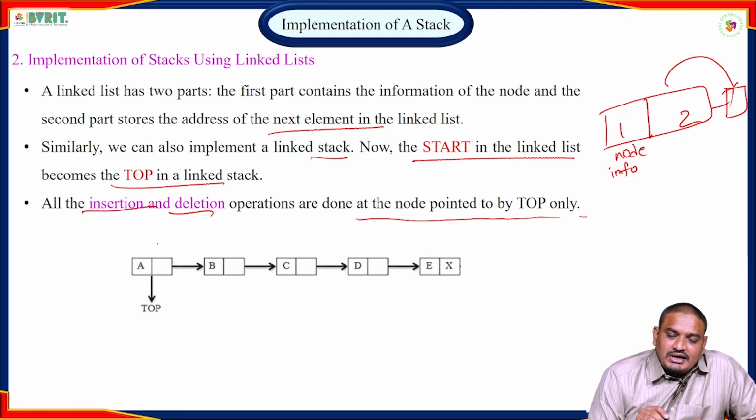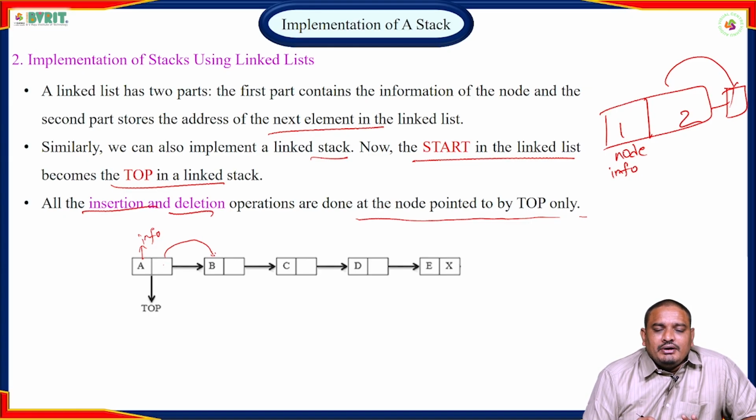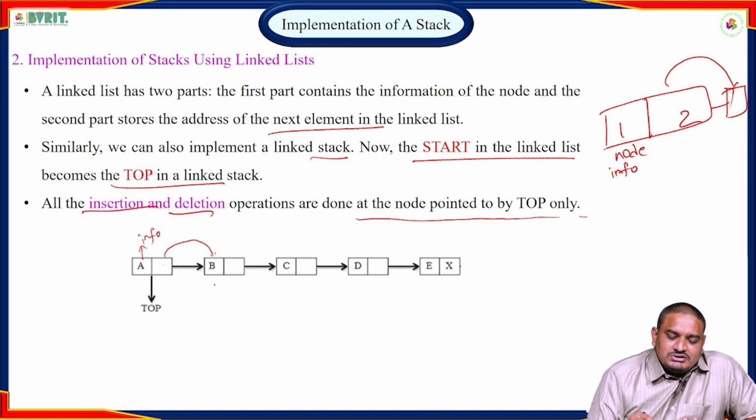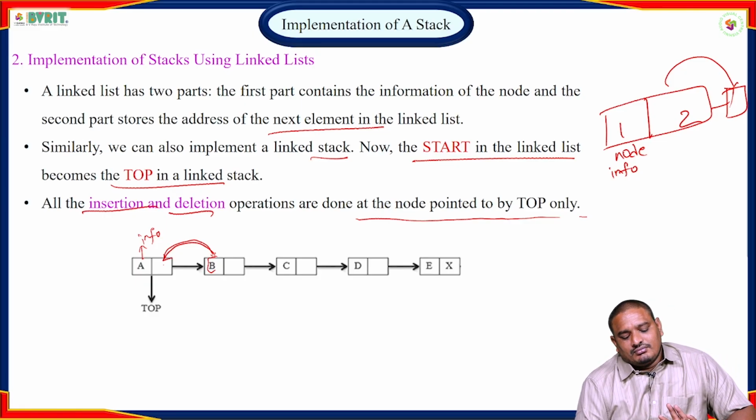Here the linked list has two parts, as already discussed. The first one is information. The second one is the address of the next node. Whenever we insert another node, its address will be mentioned with the first node.